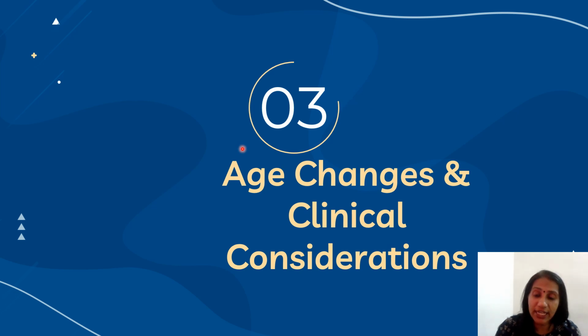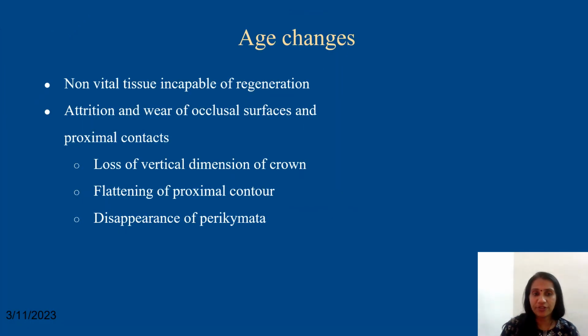The last part of enamel is related to the age changes and the clinical consideration. What are the changes that occur when the enamel ages? We all know enamel is non-vital, acellular, and avascular. So if enamel is lost, it cannot be formed again, as it is incapable of regeneration. As age advances, enamel gets lost slowly, so it becomes very thin in an older age individual.